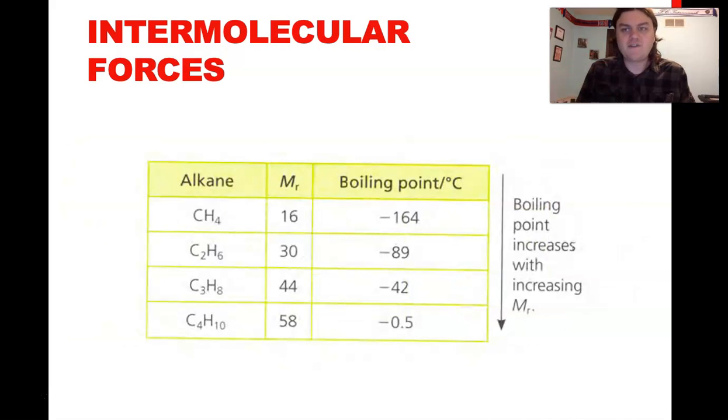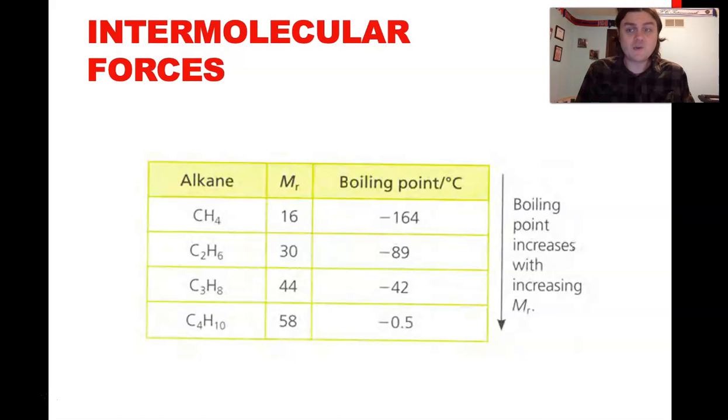Here's another chart with a very similar concept. This is a homologous family. In organic chemistry, we refer to these as alkanes. So you have methane, ethane, propane, and butane. Again, they only consist of bonds between carbon and hydrogen, and then some bonds between carbons. So they're all, relatively speaking, non-polar bonds. The difference in electronegativity is very small.